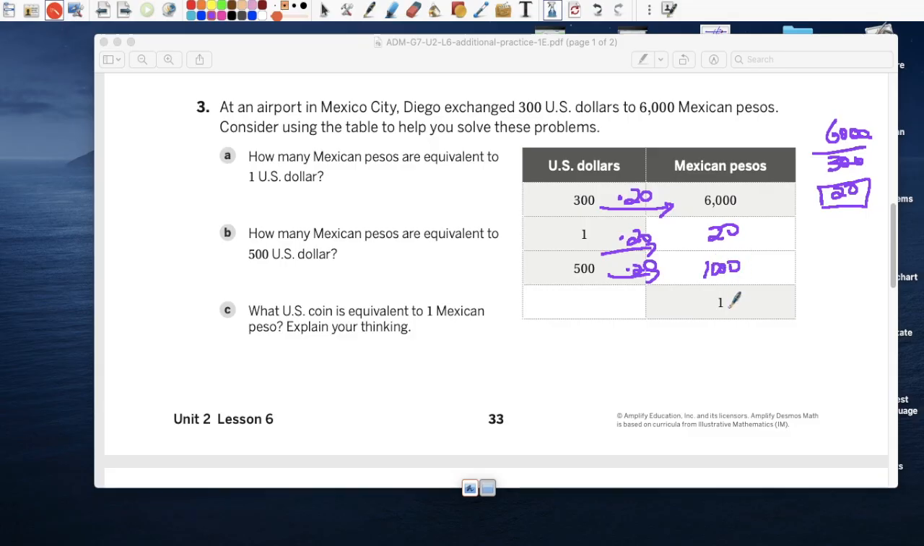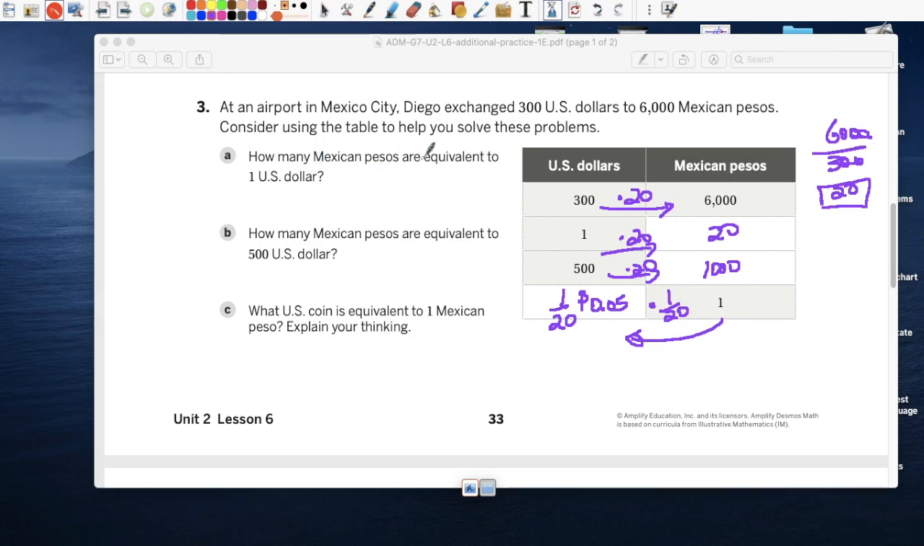But what if you had 1 peso? That's different, right? So we're going this way. We know that changing from dollars to pesos was times 20, so going the opposite way would be multiplied by the reciprocal, which is 1/20. All right, so 1 peso times 1/20 would be 1/20th of a dollar, and 1/20th of a dollar, you would actually get 5 cents. Okay.